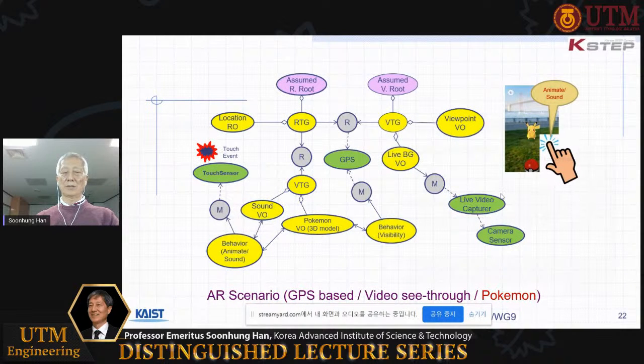This is coming from another standards organization working on AR. You probably know about the Pokemon game. They use a real picture together with a virtual object to create a game. So inside that game, how can we organize the components and concepts? At the top, you see the real root and virtual root. So it looks like a digital twin.